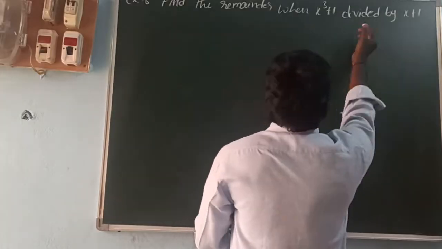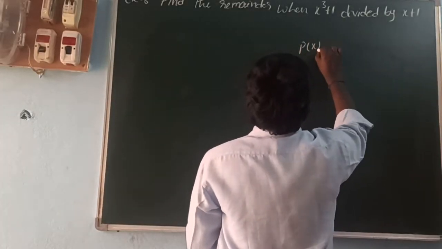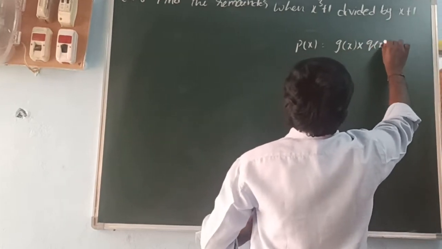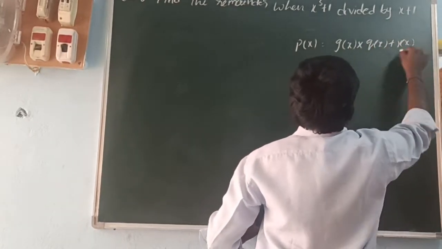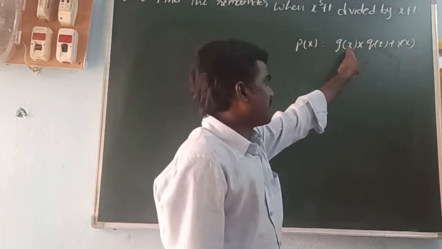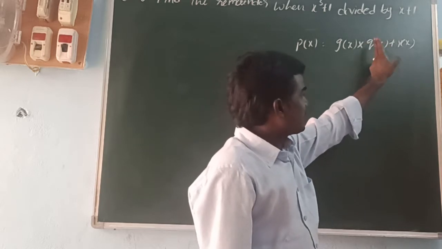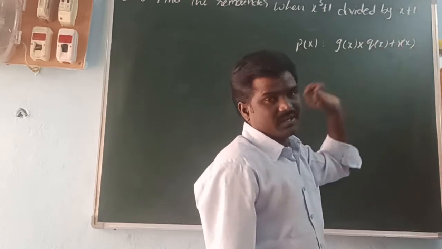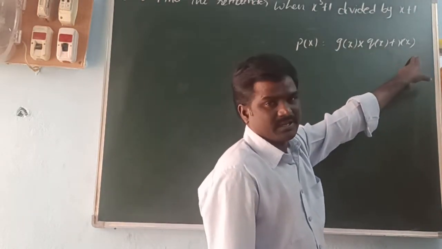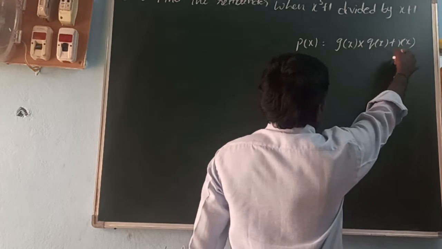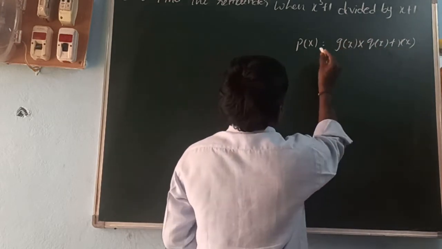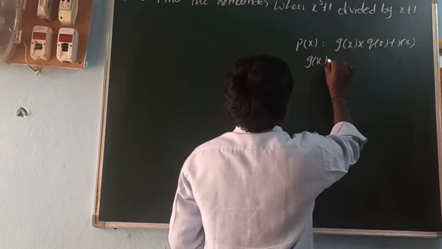p of x is equal to g of x into q of x plus r of x. Here p of x, g of x, q of x and r of x are polynomials with variable x. Dividend is equal to divisor into quotient plus remainder. The degree of the remainder is greater than or equal to 0 and less than that of g of x. Let us take g of x is equal to x minus a.